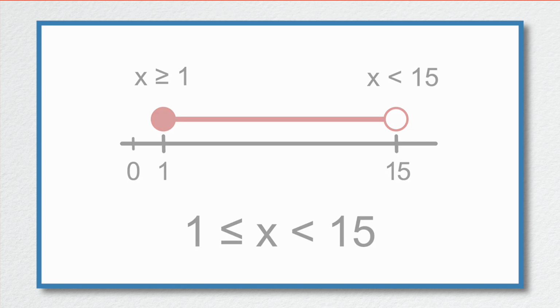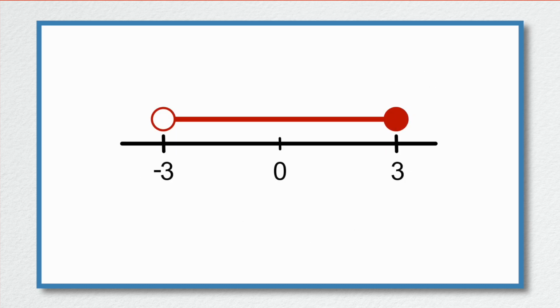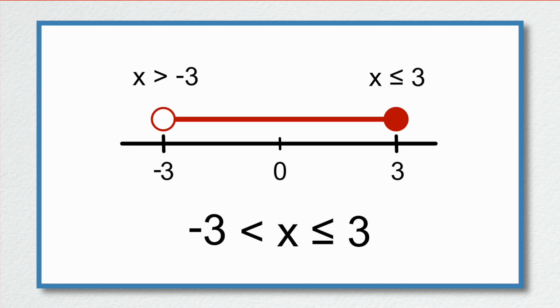And this inequality is saying x is greater than or equal to 1 and is less than 15. And if we were writing the inequality for this range, well, we have our limits -3 and +3. So our lower limit, x is greater than -3 because the circle hasn't been filled in. And for our upper limit of 3, x is less than or equal to 3 because the circle has been filled in. So there's our inequality: x is greater than -3 and is less than or equal to 3.